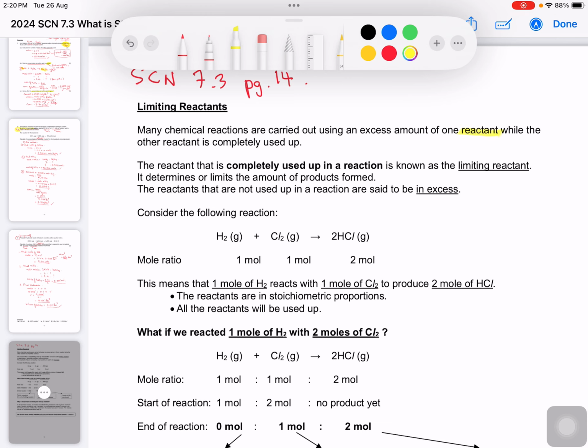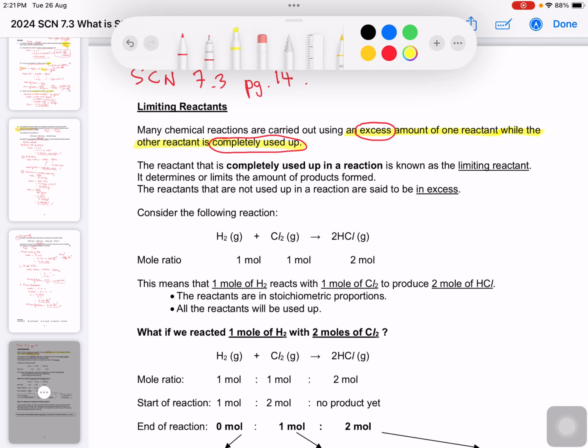So let's highlight this. There will be an excess amount of one reactant while the other reactant is completely used up. Okay, so the two words to know are excess, and completely used up. It is very hard to know exactly how much X will react with how much Y. Very difficult. So normally you just throw in some amount. One of them will be used up, the other one will be extra.